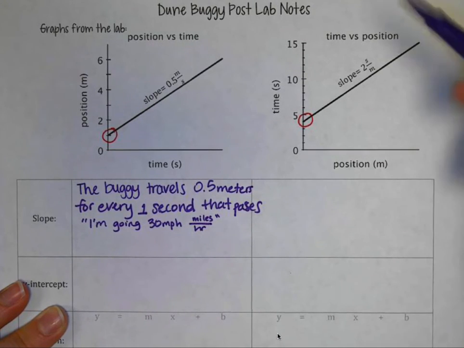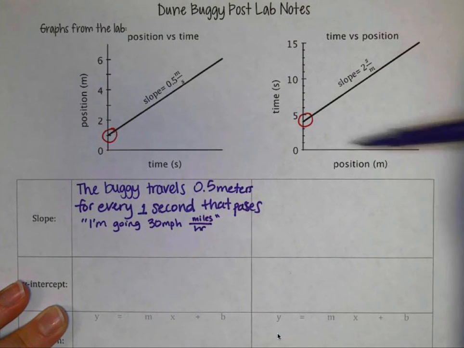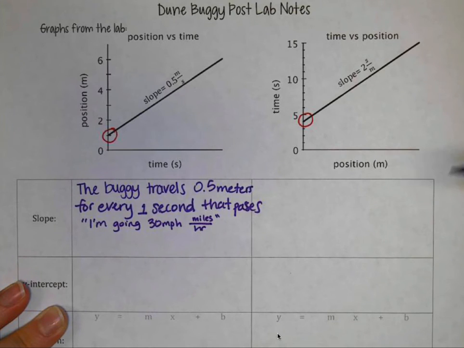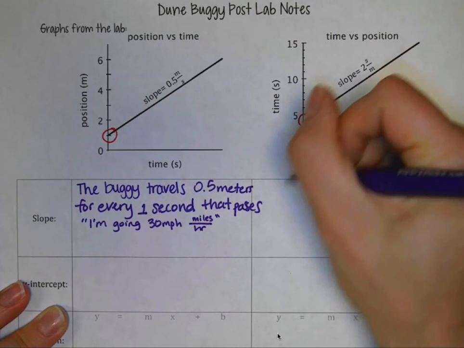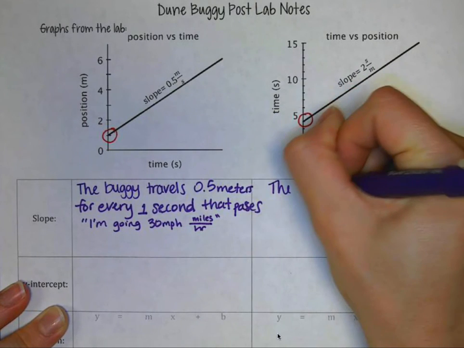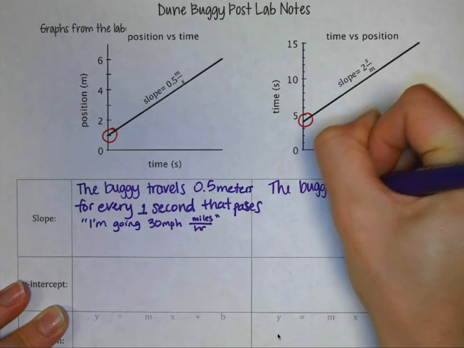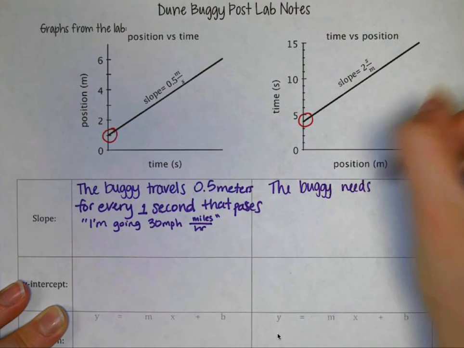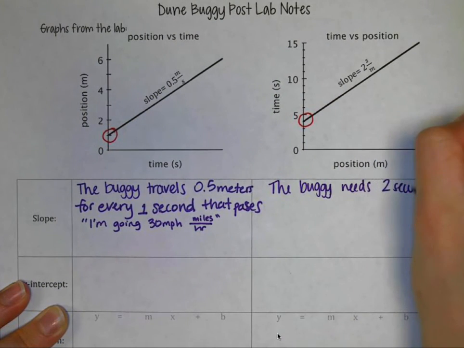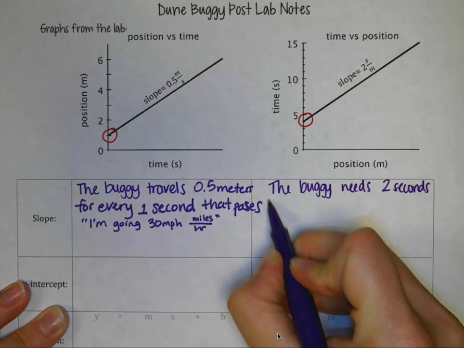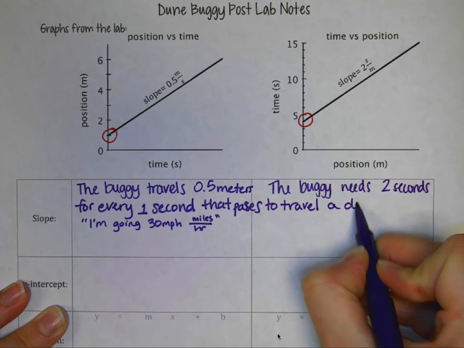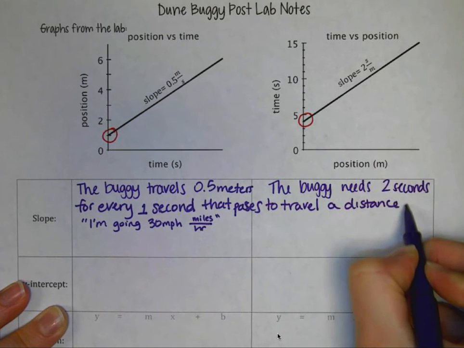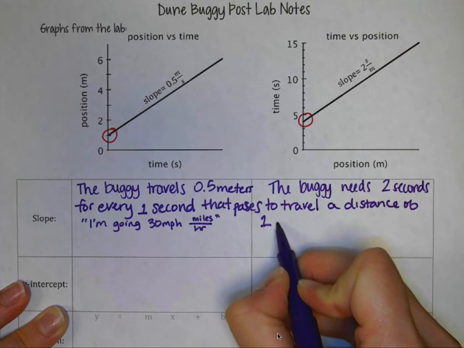For the other example, or the other way of doing the lab with position as our independent variable, our slope still means something, but it's just not in terms of how we talk about driving. So this one says, the buggy needs 2 seconds to travel a distance of 1 meter.